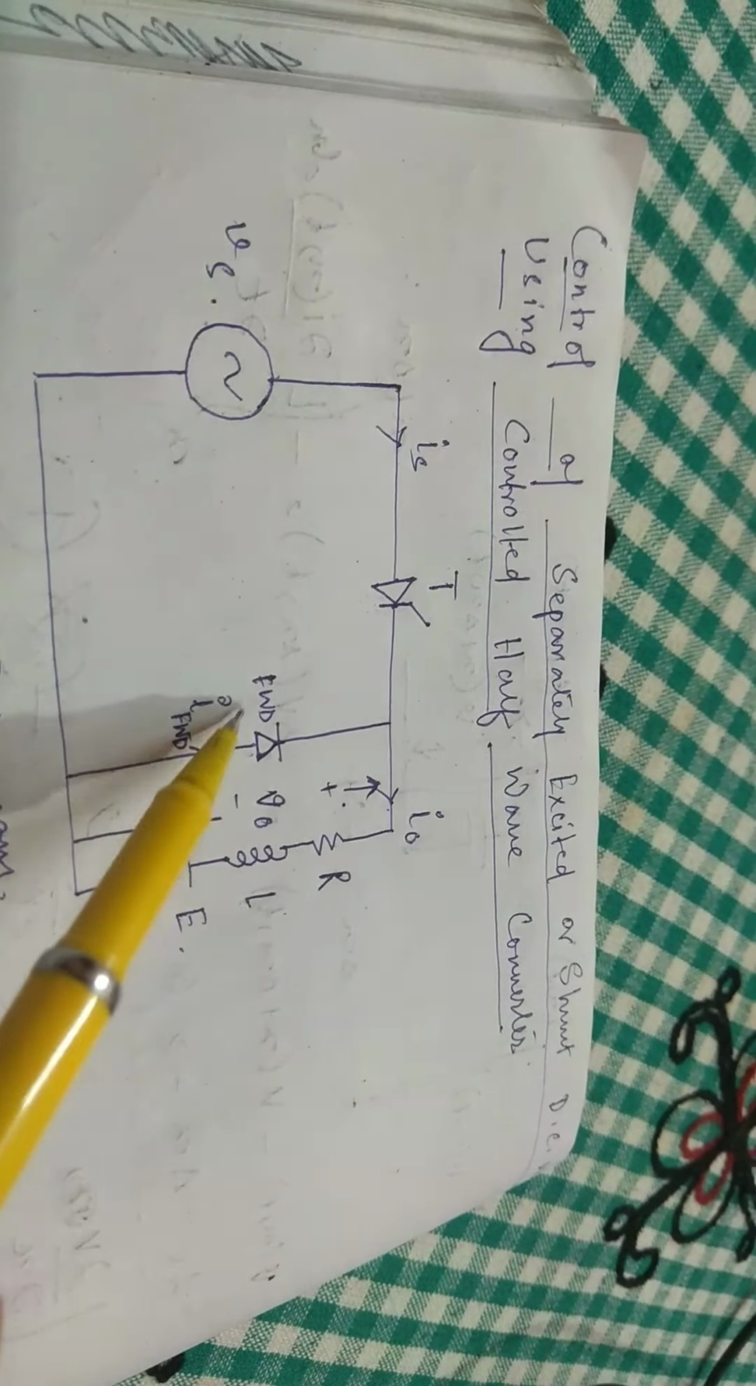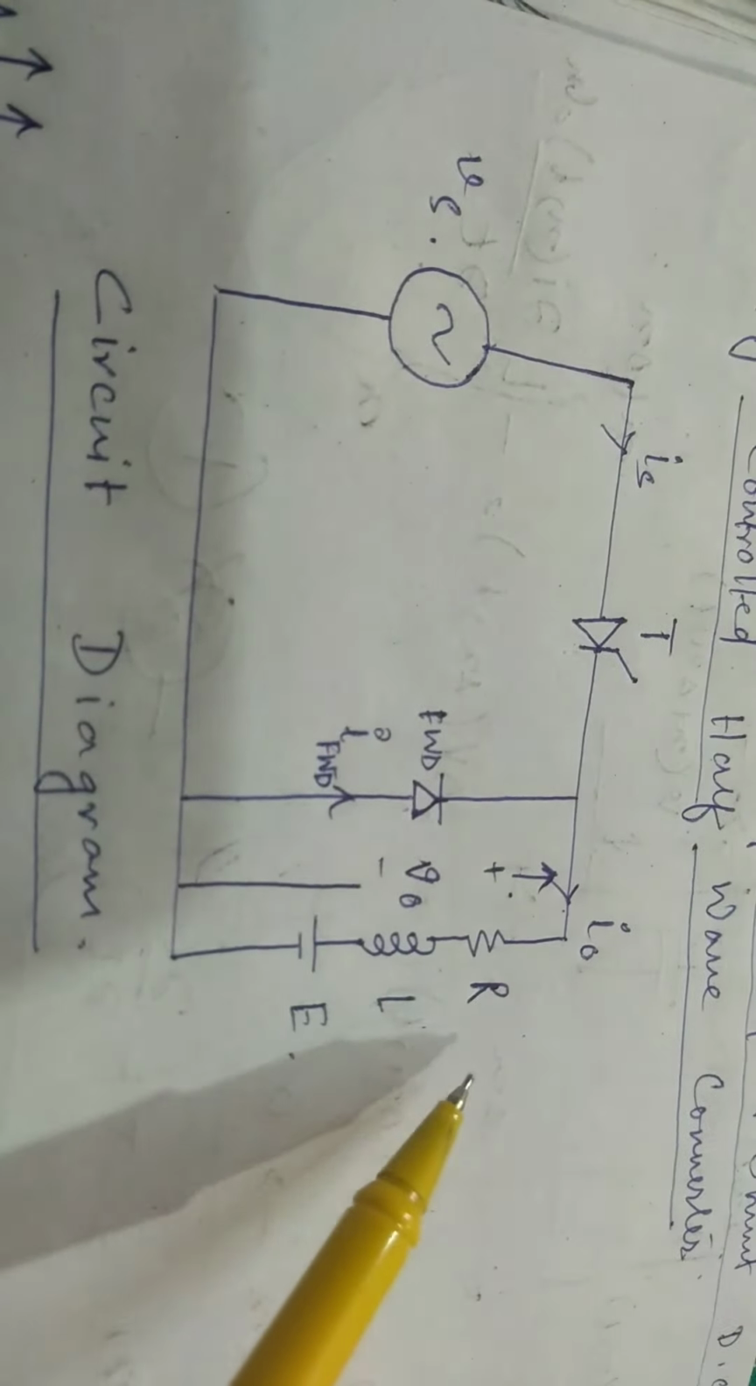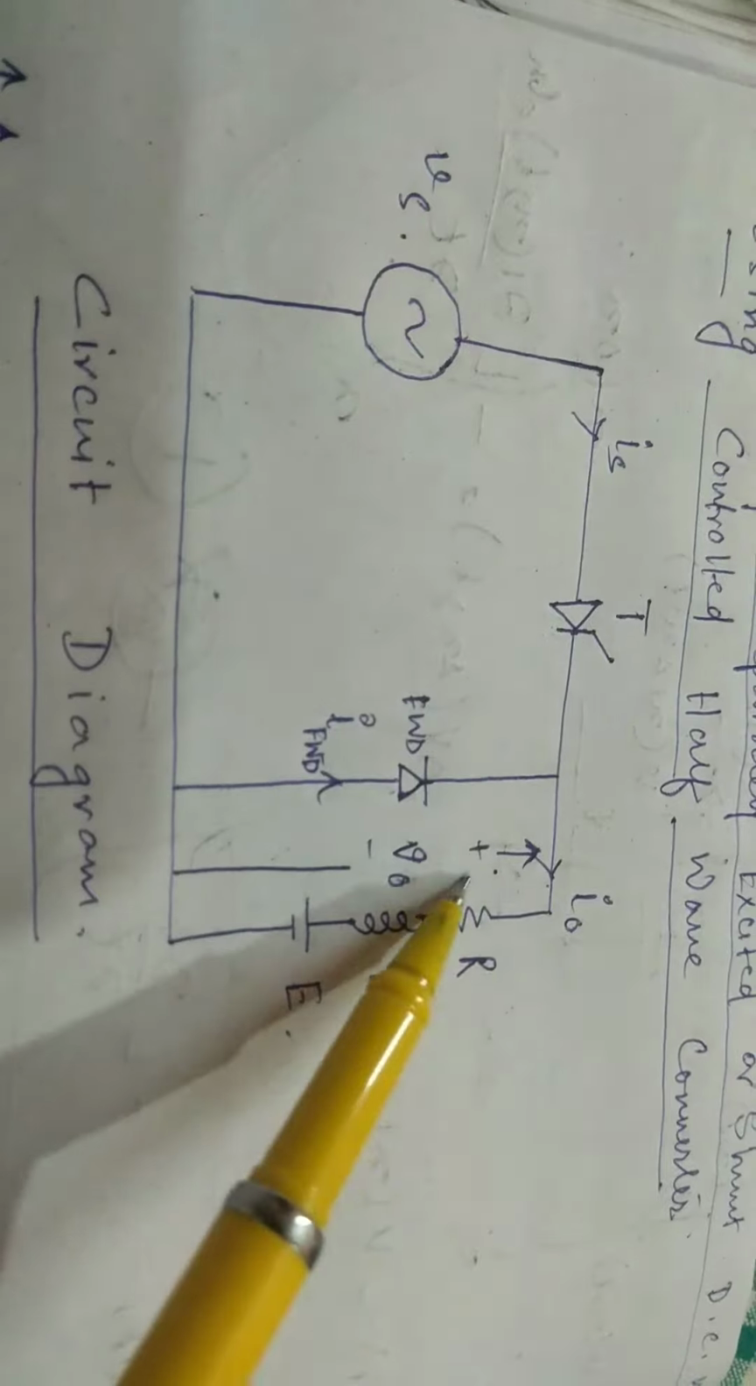There is this freewheeling diode. What is its purpose? I will explain it to you later. And this is the RLE load, which depicts the DC machine. I told you last day also that the DC machine can be depicted by an RLE load.